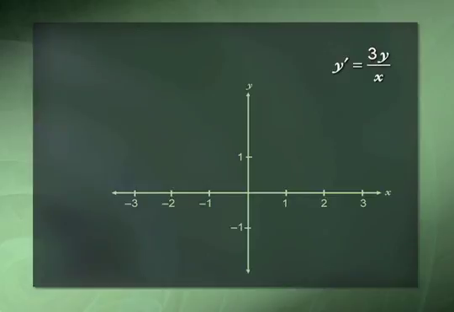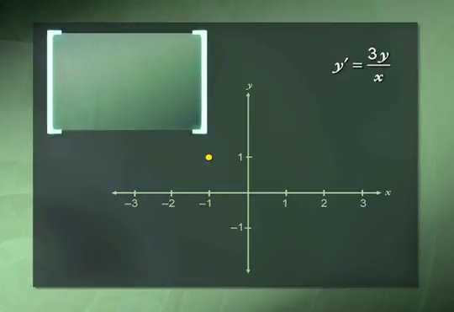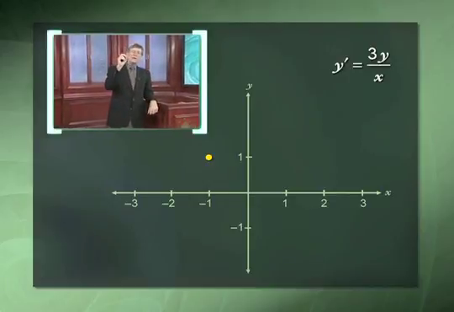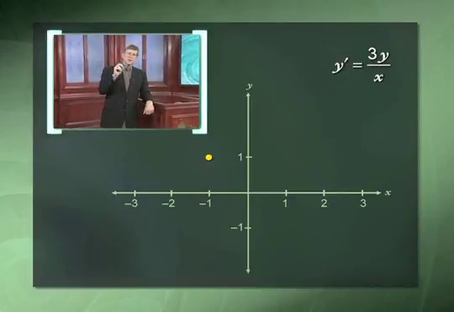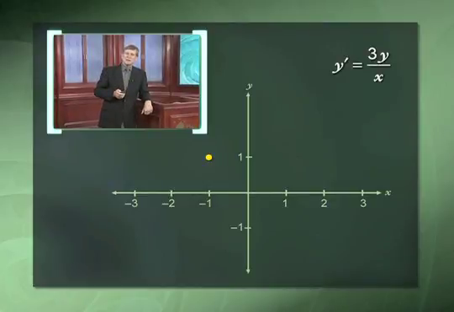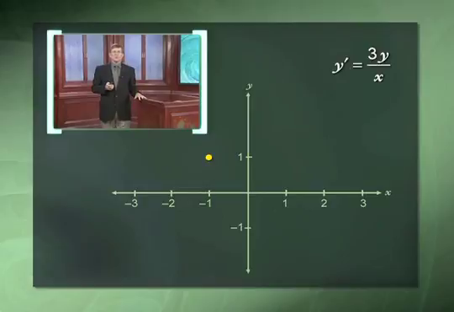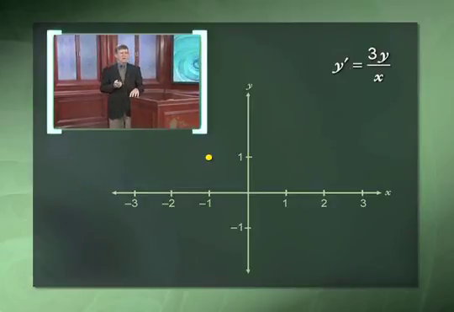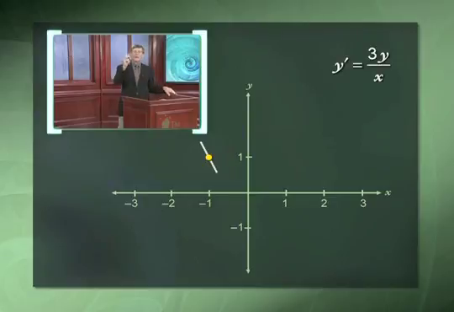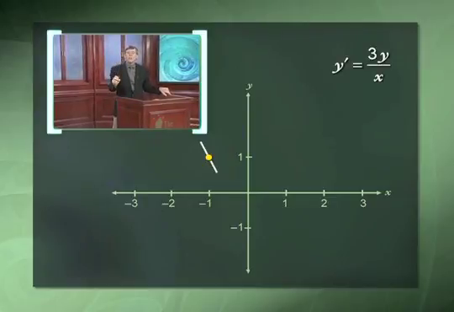I'll draw the slope. For example, at the point minus 1, 1, so x is minus 1 and y is 1. You plug those into the equation for y prime, and you get 3 over minus 1, or minus 3. I'll be very clear here. At the point minus 1, 1, the slope of the solution is minus 3. So at that point, I've drawn it here at minus 1, 1, you see it there, I draw a little line segment going down because its slope is negative. The slope is minus 3.